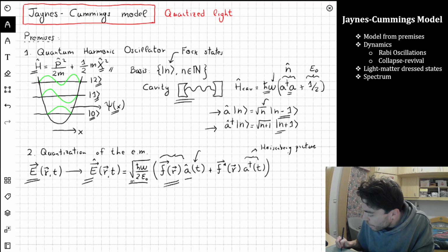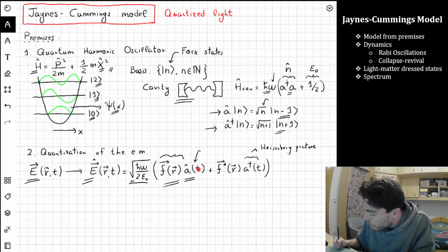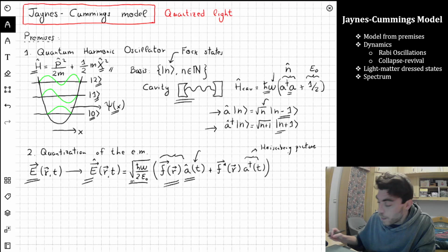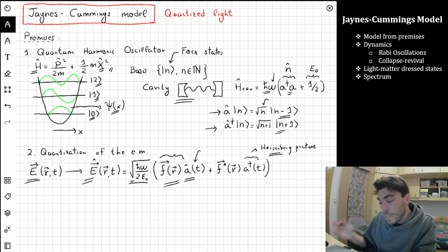And then we have exactly the annihilation and creation operators of photons, and here, as you can see, they depend on time. This is because I'm writing this electric field operator in the Heisenberg picture, where operators depend on time, while in the Schrödinger picture the operators are time independent, and it's the wave function that depends on time.